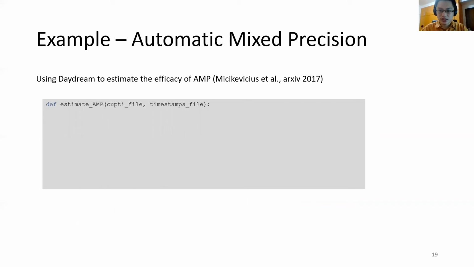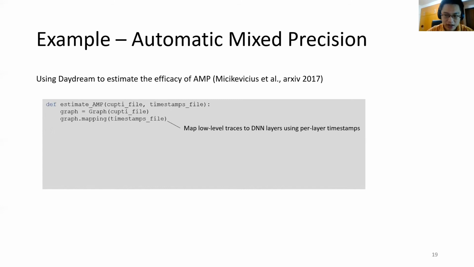So far, we have introduced Daydream's transformation primitives, which might look very simple, but are actually very powerful. We show one example of using Daydream to model the optimization of automatic mixed precision. The modeling process takes two inputs from the Daydream profiler. One is the low-level traces collected using CUPTI, and the other is per-layer timestamps collected by instrumenting the machine learning frameworks. We then construct Daydream's dependency graph based on the low-level traces, and map the low-level traces to DNN layers.